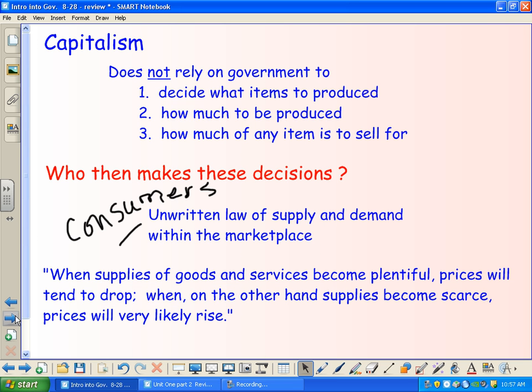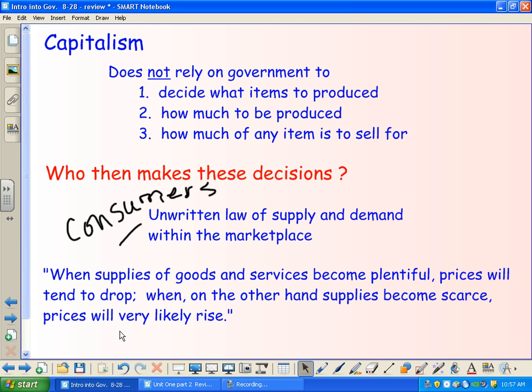So those are the things that capitalism is about, and that the government is not allowed or supposed to be involved in. Okay, so then as a part of that, if government doesn't make these decisions, then who does make these decisions? Well, it's the consumer, as you see right here. And they do so through the unwritten law of supply and demand in the marketplace. And right below here is the quote that I've used that pretty much defines the idea of supply and demand.